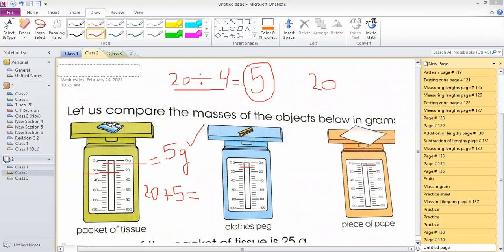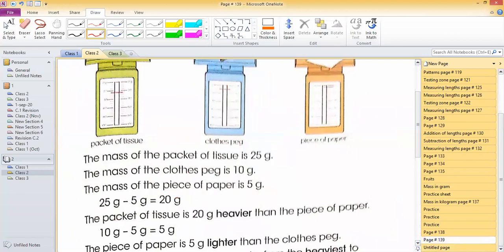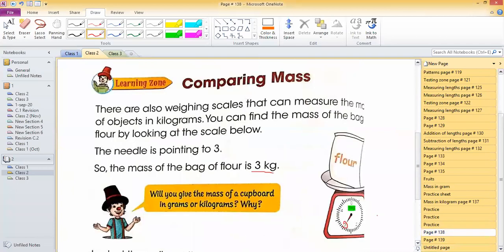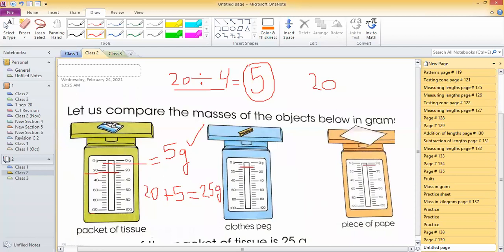25. That means this packet of tissue weight is equal to 25 gram. Look here. The mass of the packet of tissue is 25 gram. You also checked how it is 25 gram. This is 20. After 20 there is one interval. You know that this one interval is equal to 5 gram. So you add 5 to 20 and you get the result, that is 25 gram. Is it clear to you guys?